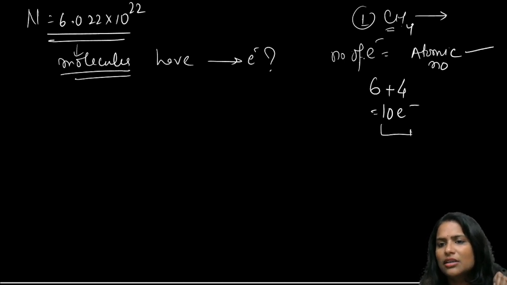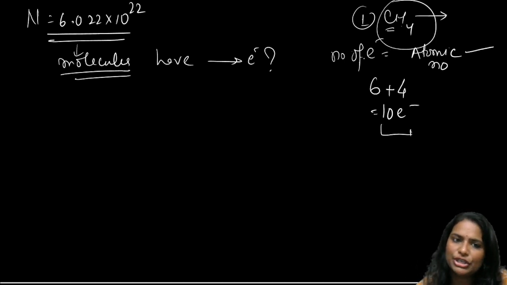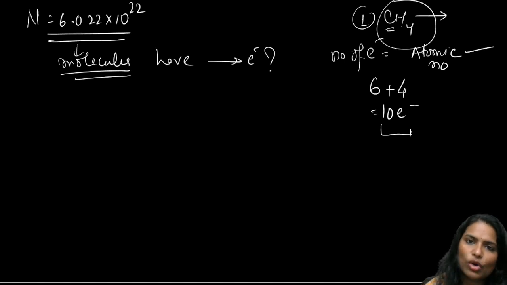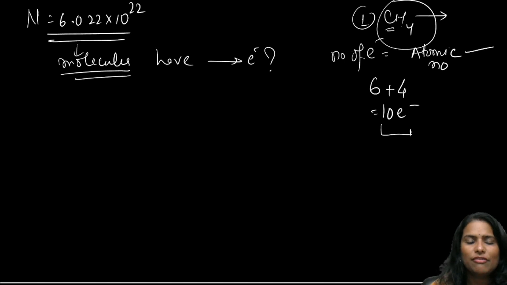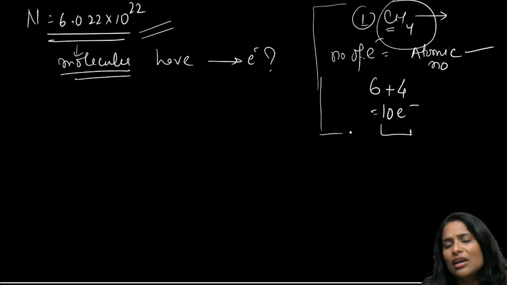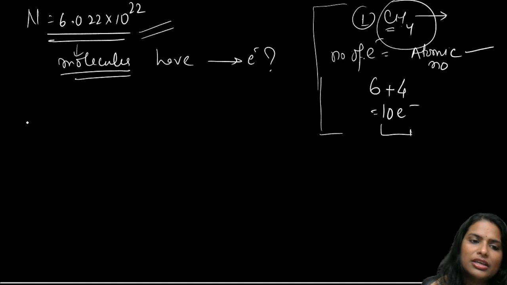Is this part clear? For CH4, our question is to find out what? The number of electrons, right? So first you need to calculate how many electrons are associated with one molecule of methane. Just as we say that 1 pen costs 2 rupees, so what is the cost of 2 pens? It becomes 4.